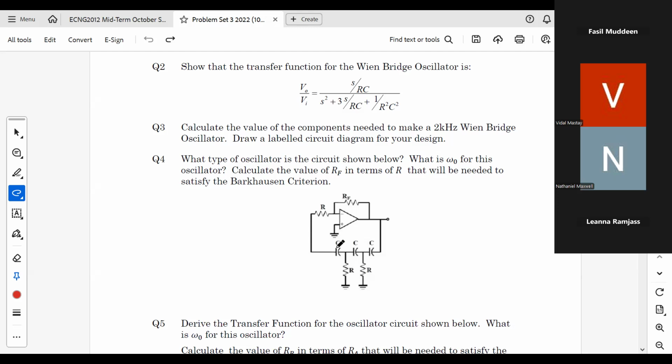So in one of them, the capacitors are in series and the resistances go to ground. In the other one, the capacitances go to ground and the resistances are in series. So you need to identify which one is which and memorize the transfer function.